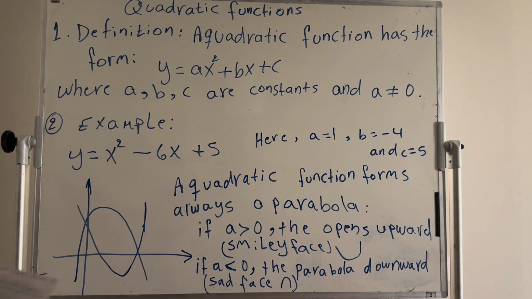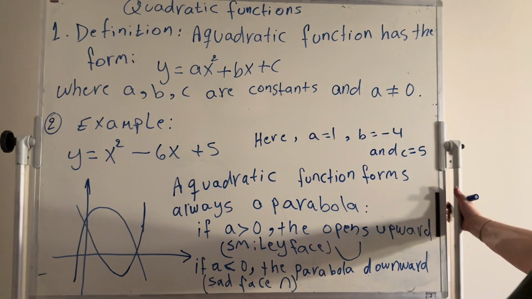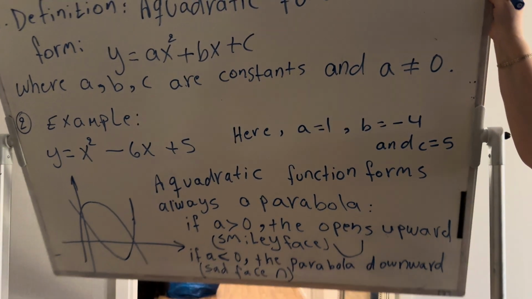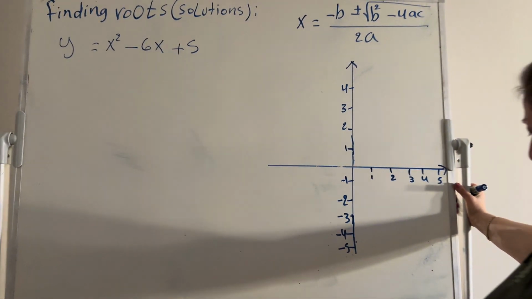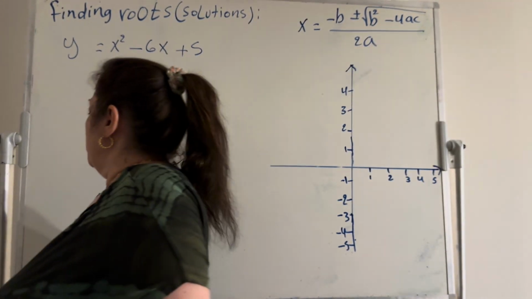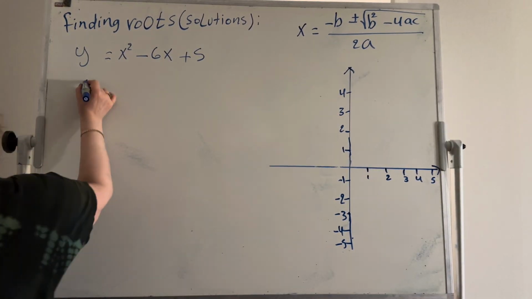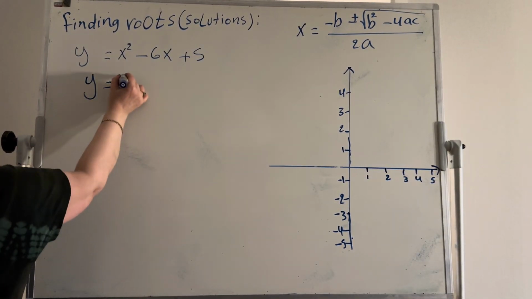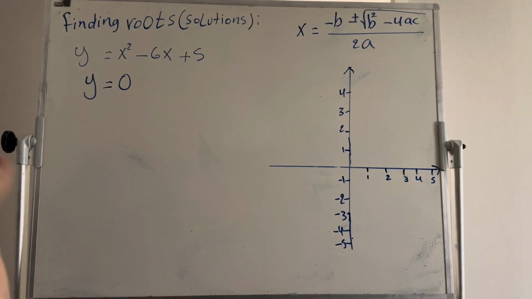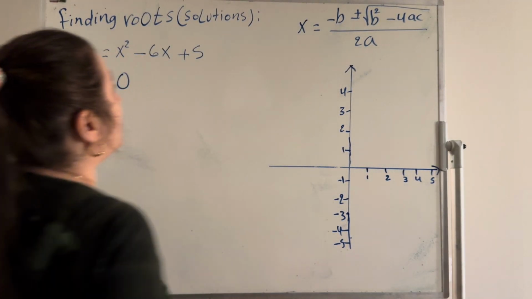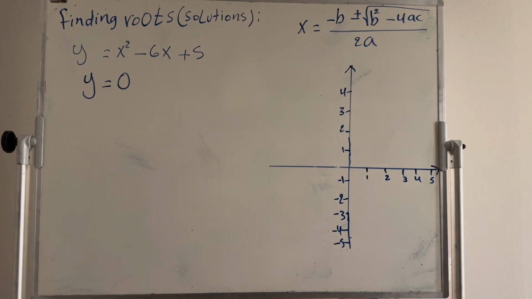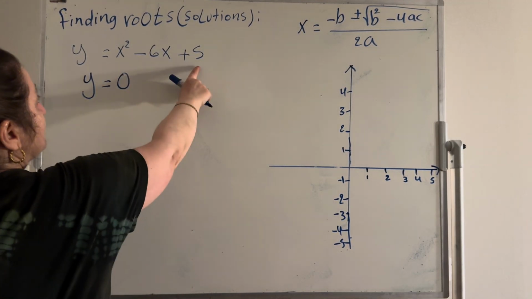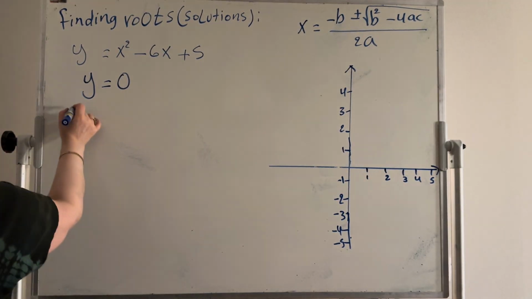I will begin with this equation, and I will use the ABC formula to solve this equation. But before that, I will set y equals 0. Then I will use the ABC formula, and here we can see a equals 1, b equals minus 6 and c equals 5. I will use this formula.